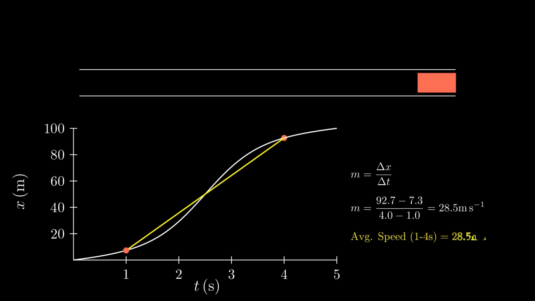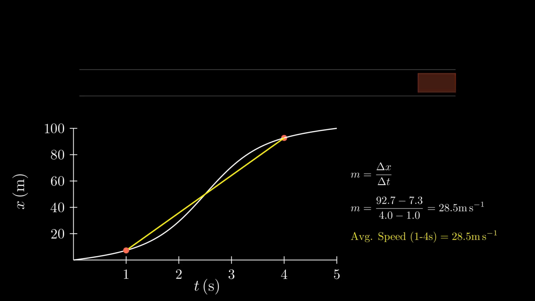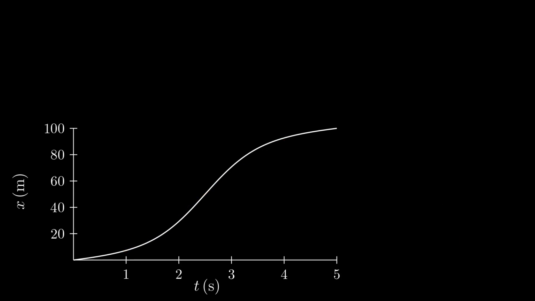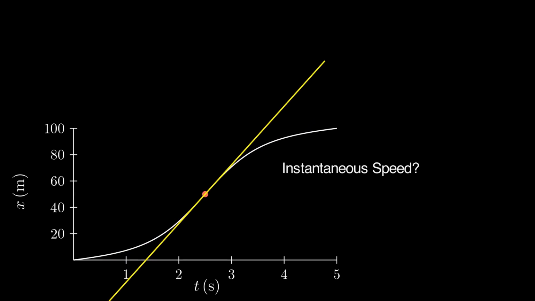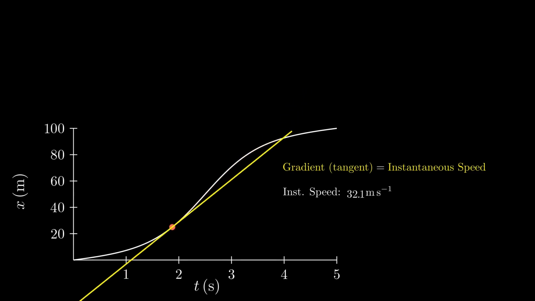Now what if you don't want the average speed? What if you want the object's speed at a particular moment in time? For that, you need to calculate instantaneous speed. To do this, we start off like we're calculating average speed, but then we bring the points closer together so that we represent a very short time interval. Eventually, the line approaches the tangent to the curve at that point, and the gradient of the tangent at that point represents the instantaneous speed for that particular time.